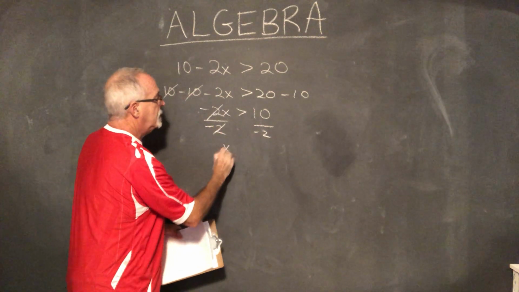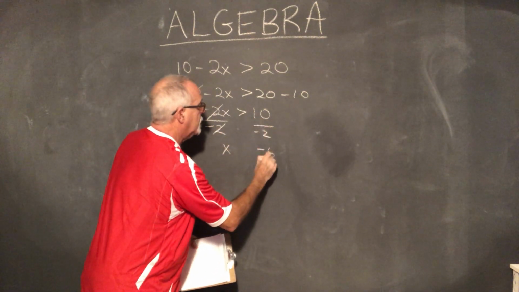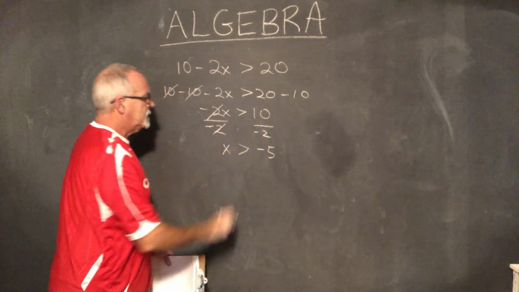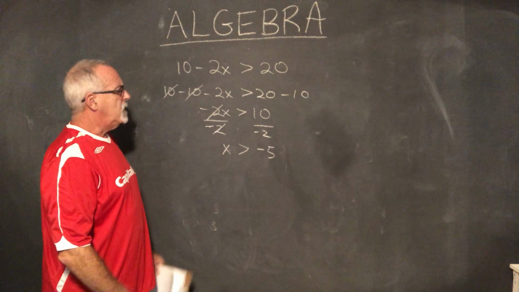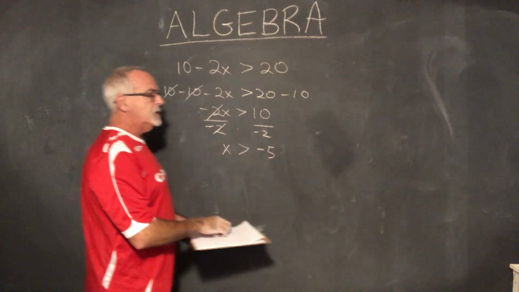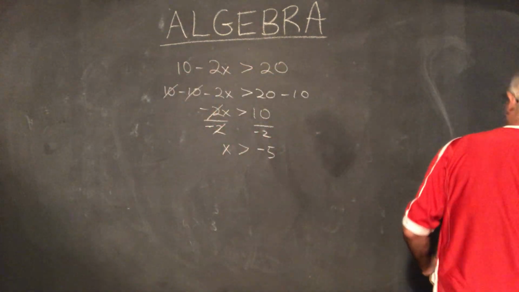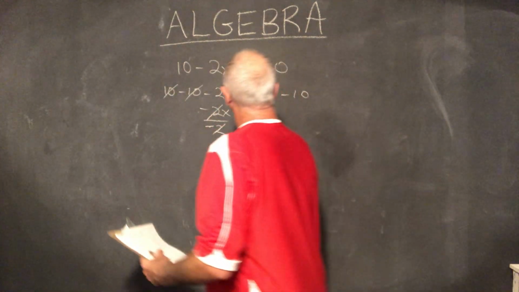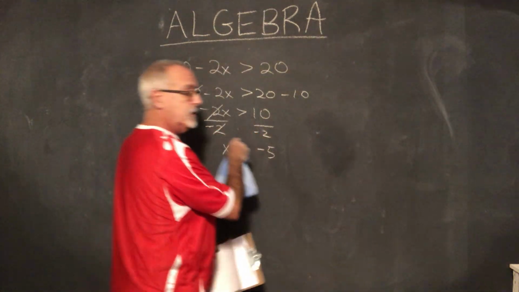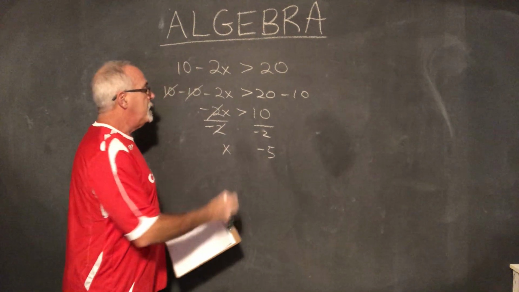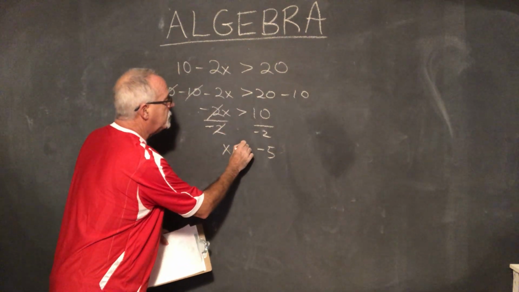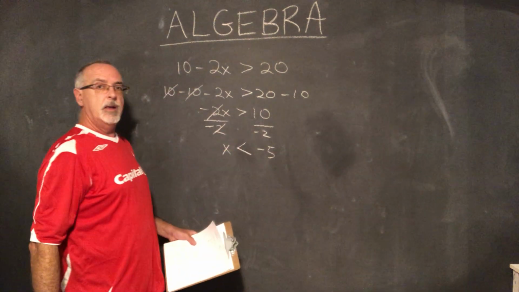These cancel. 10 divided by negative 2 is negative 5. Greater than? Is x greater than negative 5? No. No, we have a rule. The rule is when we divide both sides of an inequality by a negative number, it only happened because it was a negative 2 that we were dividing by, a negative number, we have to flip the symbol. Greater than becomes less than.